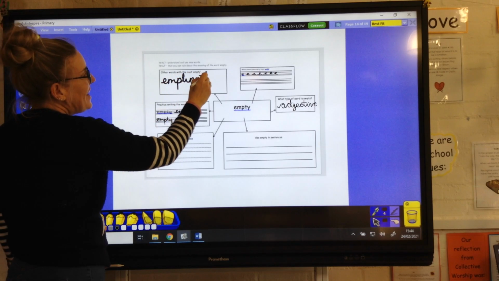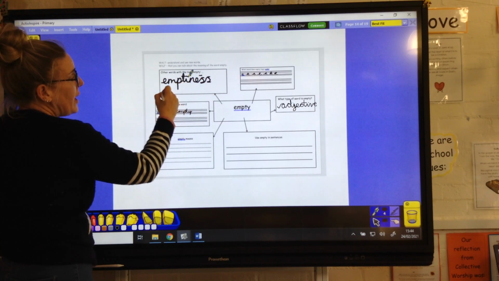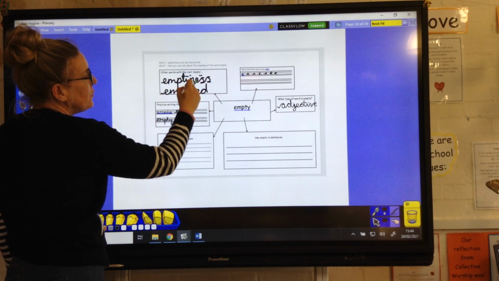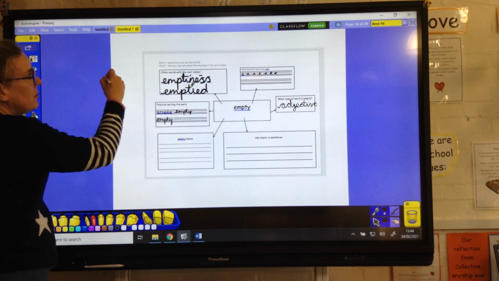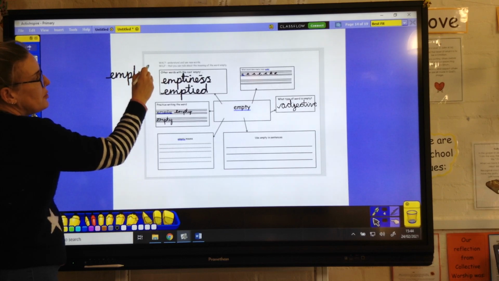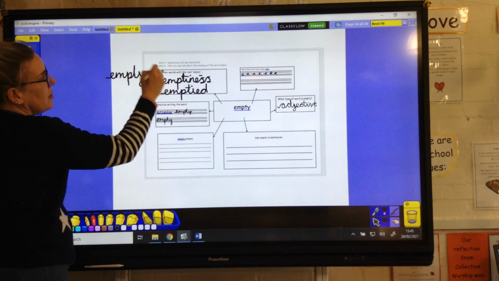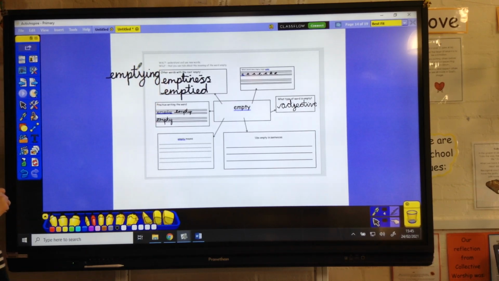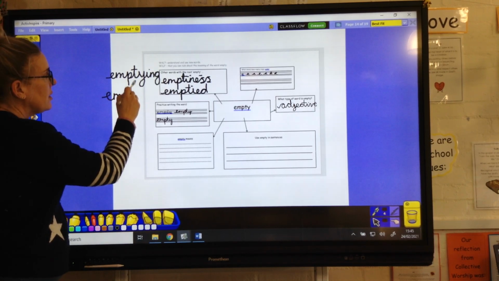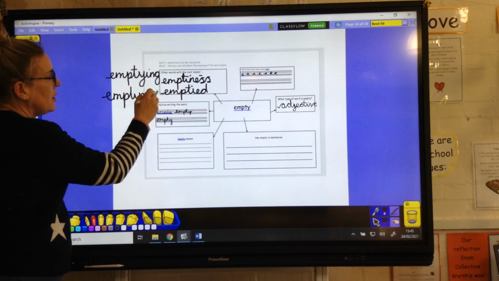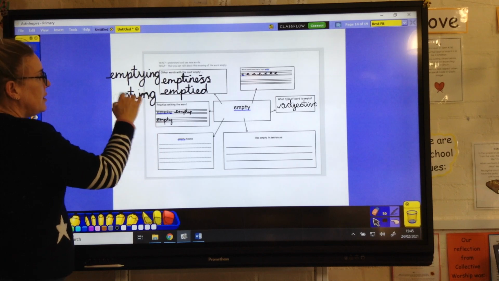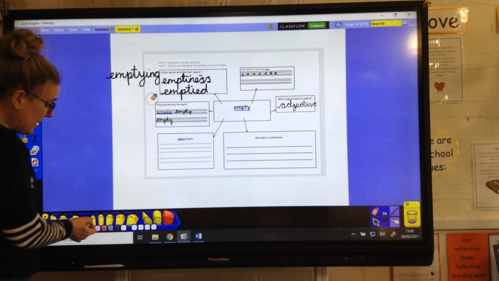Emptiness. Emptied: I emptied the glass onto the floor. Emptying: I am emptying the glass. Oh, now I don't know if the Y stays there. I think the Y stays, it's definitely not two I's. Let's have a look. No, because that would be emptying. Yeah, the Y stays.